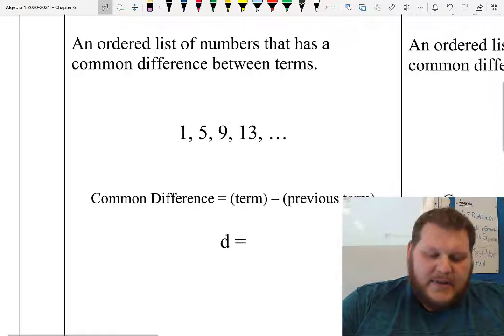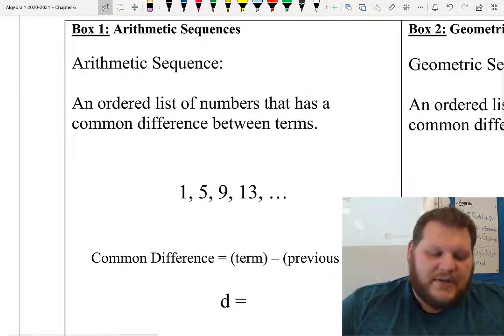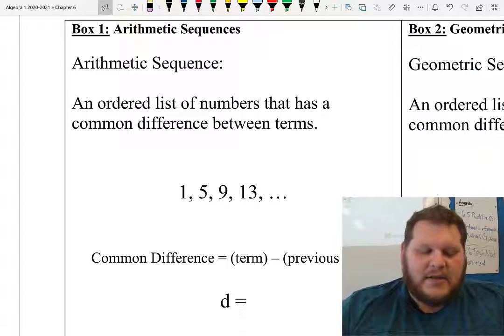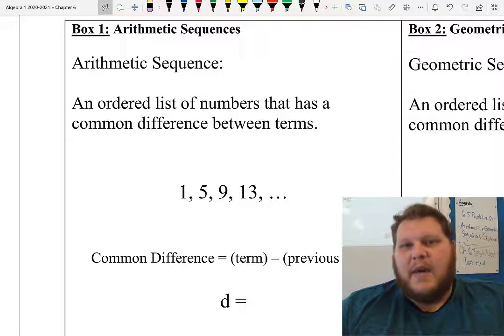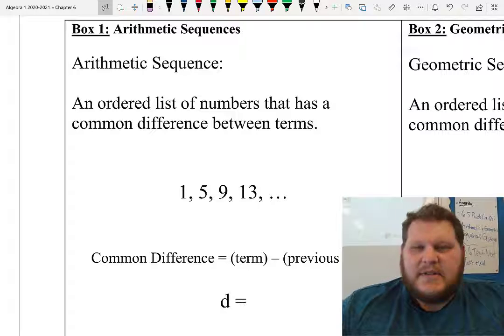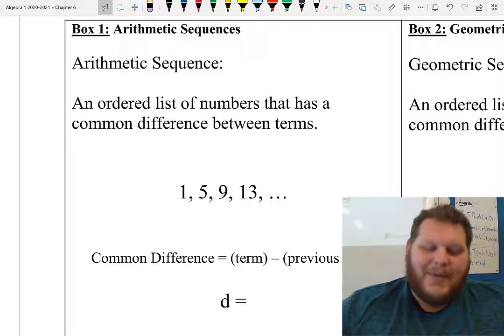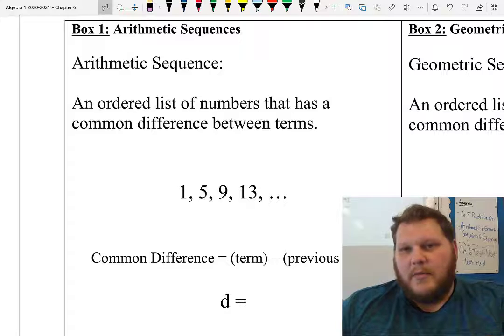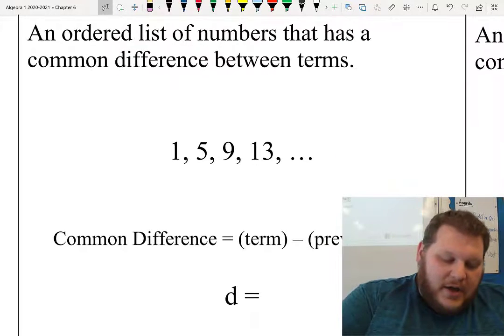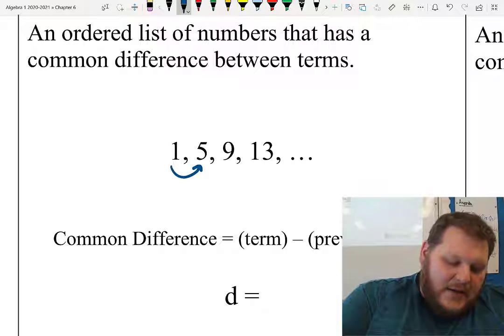So like I said, a sequence is an ordered list of numbers, but specifically an arithmetic sequence. I know that looks like arithmetic, it's pronounced arithmetic. An arithmetic sequence is an ordered list of numbers where we have a common difference between my terms. Meaning, as we go from one term to the next, there is something that I can add or subtract in order to get my next term in that list.